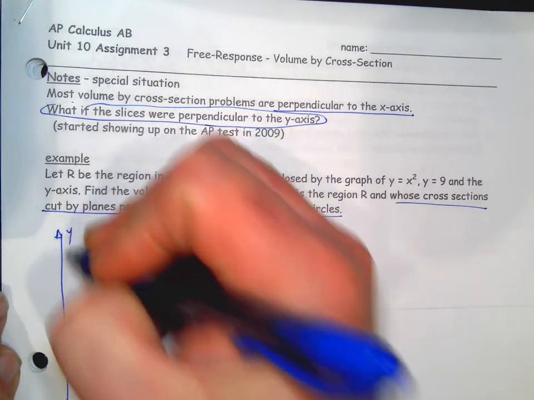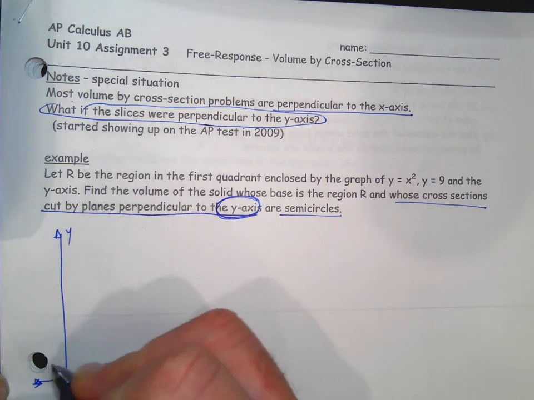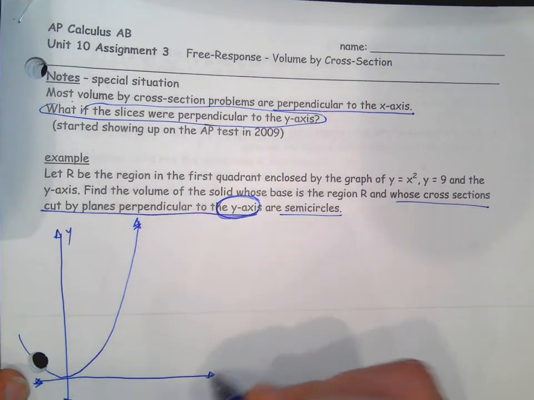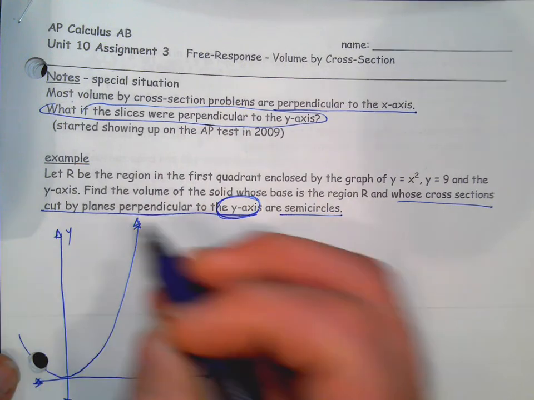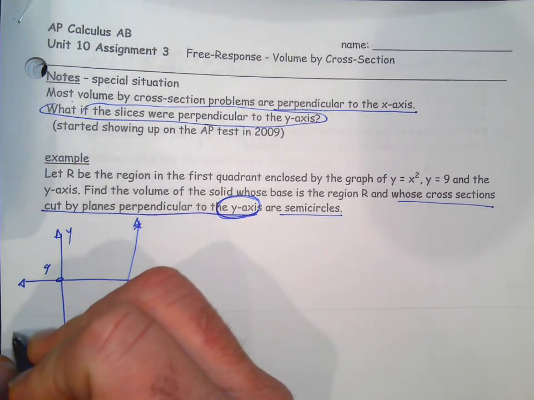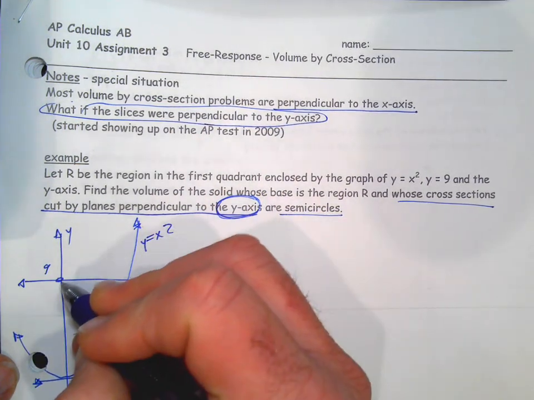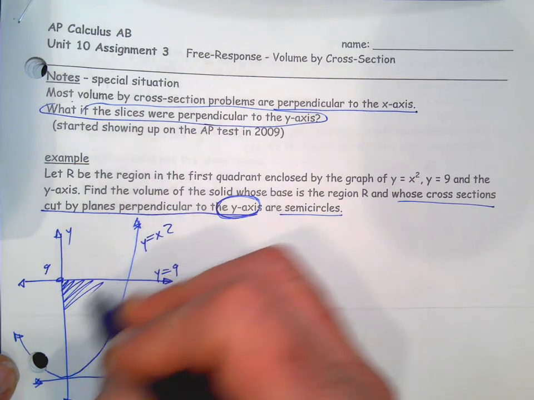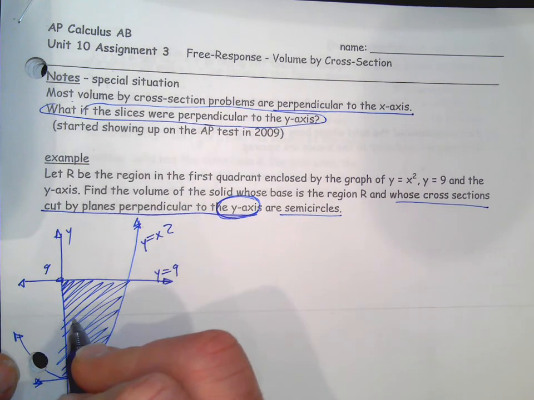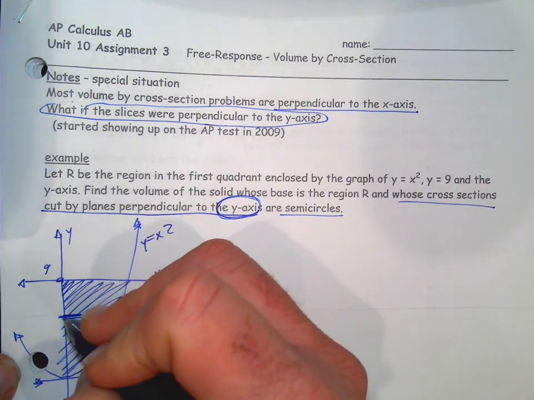So first quadrant, y equals x squared is a parabola. The y-axis is here, and y equals 9. And the y-axis is this right here. So this is the base of your region. And the slices are going to be horizontal. And it's going to change the shape, the overall result.